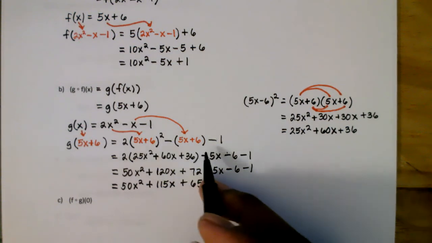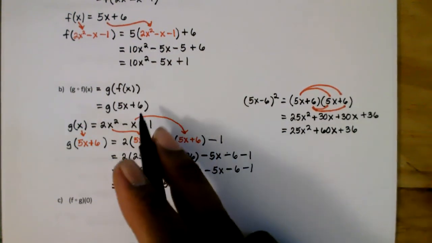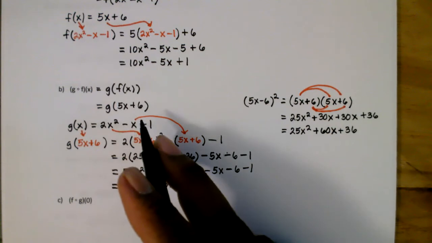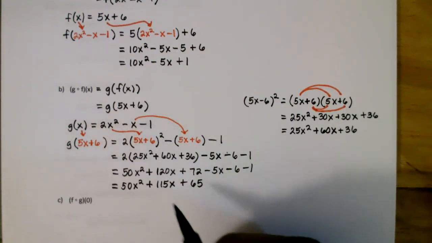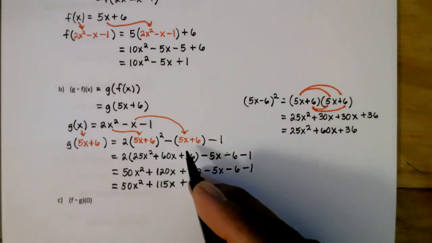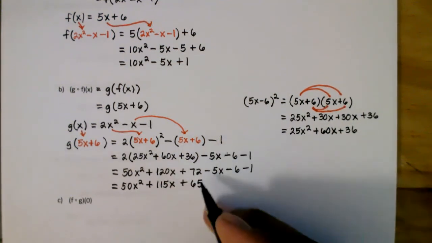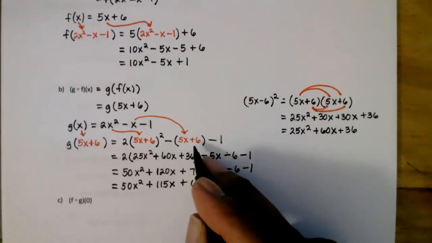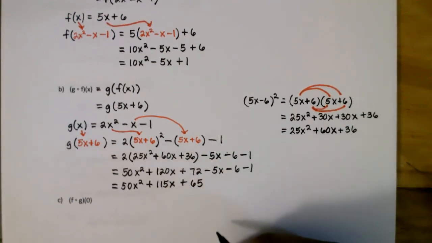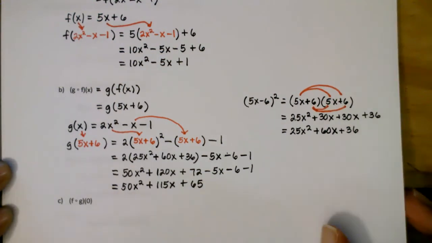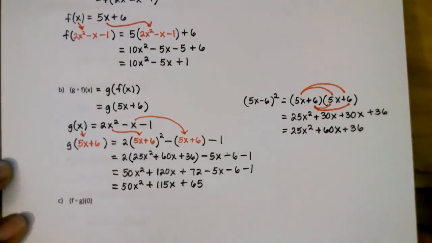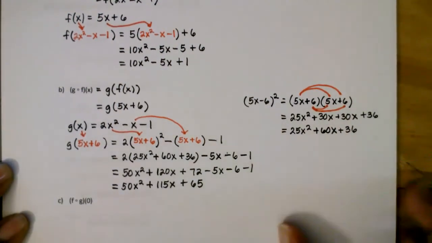Hopefully you understand where I messed up, because I wrote 5x minus 6 where it should be 5x plus 6, which is what f of x is on your handout. Okay. So here, the minus sign makes a 5x a minus 5x, and the minus sign makes a plus 6 a minus 6. Okay. So this is what happens when you miscopy a problem. You end up getting the wrong answer. Okay.